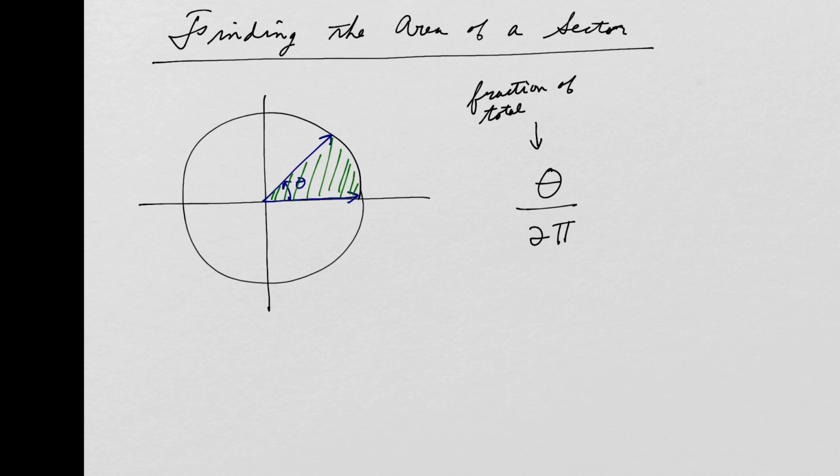I'll write it this way. It's a fraction of 1 revolution. So theta over 2 pi, because 2 pi would be 1 revolution. So I'll write it as a fraction of 1 revolution times, and what do I want to multiply by? Well, I want to multiply the area of an entire circle, because it's a fraction of the area of an entire circle, and that would be pi r squared. Remember, that's the total area of a circle.